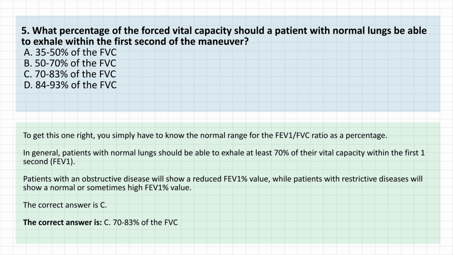To get this one right, you simply have to know the normal range for the FEV1 to FVC ratio as a percentage. In general, patients with normal lungs should be able to exhale at least 70% of their vital capacity within the first 1 second, which of course is the FEV1. Patients with an obstructive disease will show a reduced FEV1 percent value, while patients with restrictive diseases will show a normal or sometimes high FEV1 percent value. The correct answer is C, 70 to 83% of the FVC.